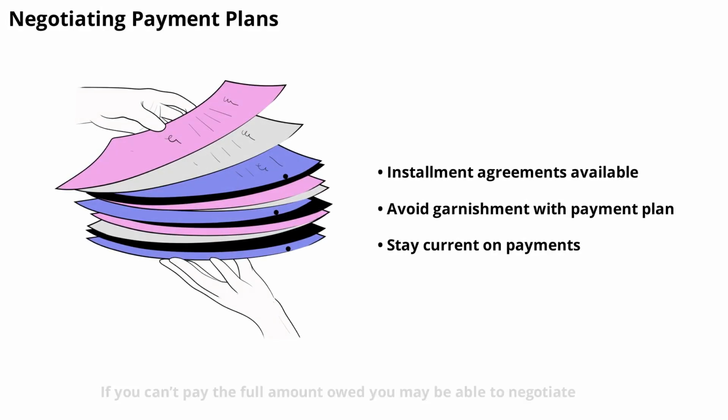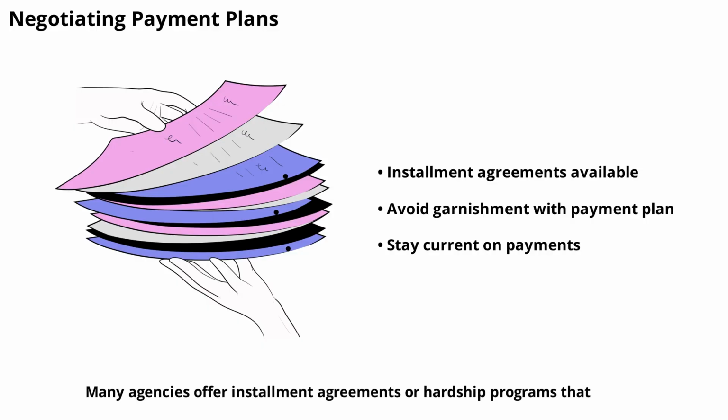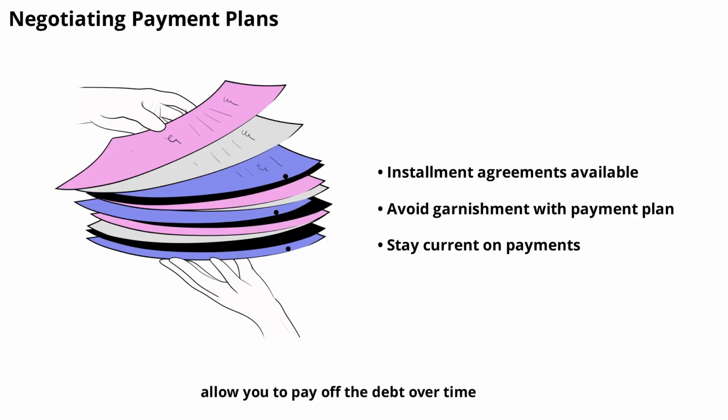If you can't pay the full amount owed, you may be able to negotiate a payment plan with the government agency. Many agencies offer installment agreements or hardship programs that allow you to pay off the debt over time. This can help you avoid garnishment and reduce financial stress. Be honest about your financial situation and provide any requested documentation. Once a plan is in place, make sure to keep up with payments to avoid further collection actions.